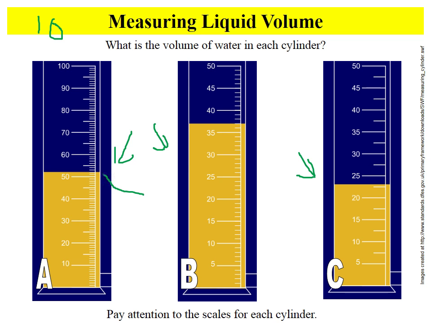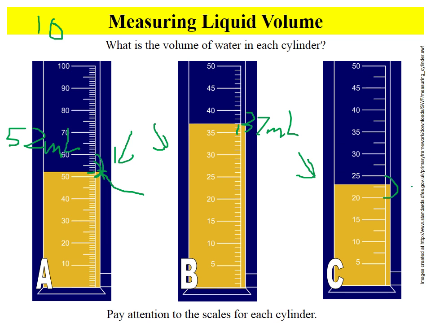For this first one, if we read it, looks like between 50 and 60, each of the tiny lines is just worth 1 milliliter, so I'm going to count up about 1. This one looks like 52 milliliters. For this next one, it goes up from 35. And again, it looks like each tiny line is worth 1, so it'll be 35, 36, 37 milliliters.